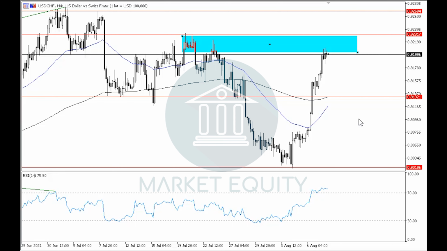If we notice the RSI indicator, we can see that by moving above level 70 inside the overbought area, it supports the rebounding down off of around the current levels to continue with the downtrend in the 4-hour time frame. That was it for the US dollar versus the Swiss franc.